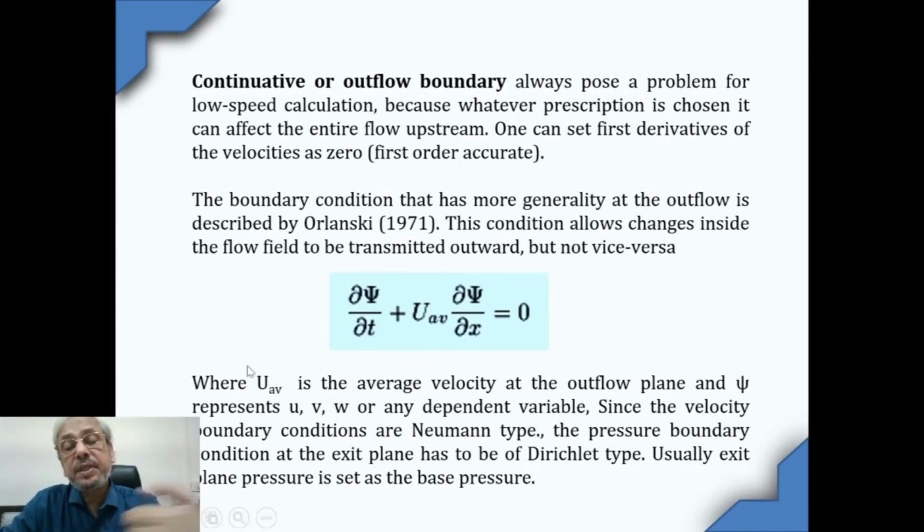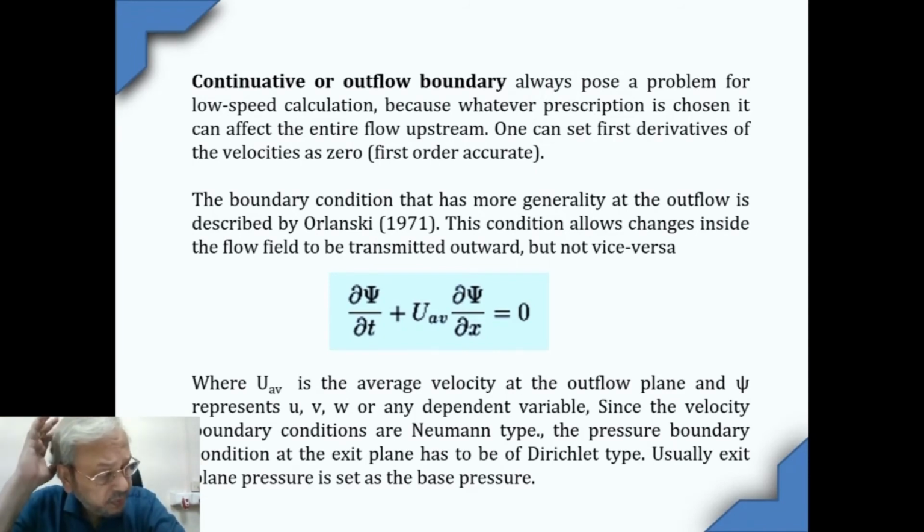So from the previous time step value or values, U average has to be calculated, and that U average has to be prescribed here. And then we'll be able to set up a very correct boundary condition on U, V, W, and if you have temperature also, the energy equation, when you are computing on T also.